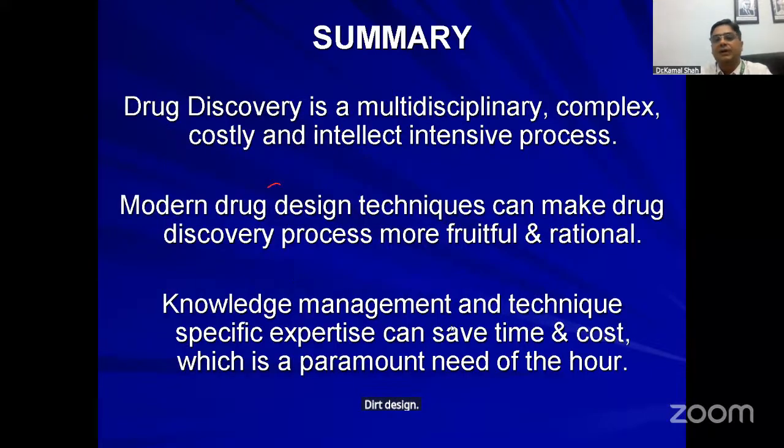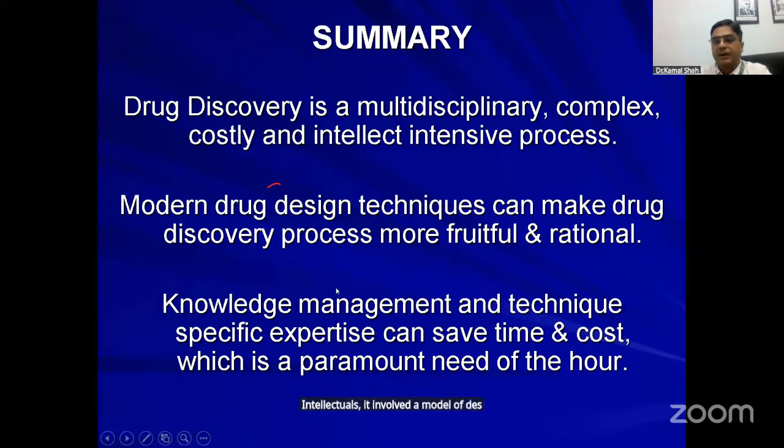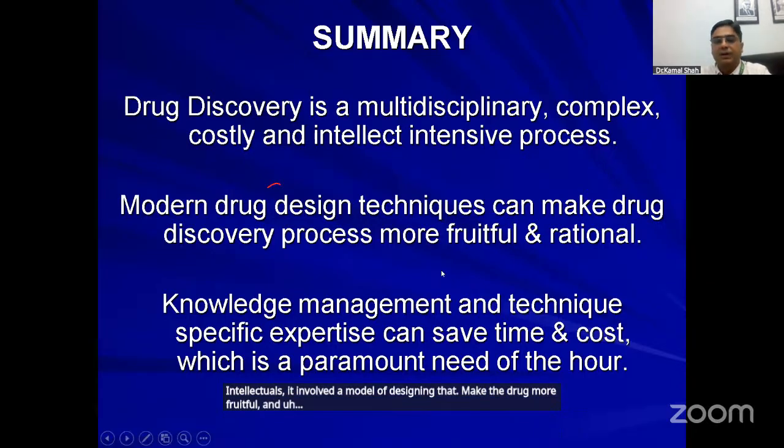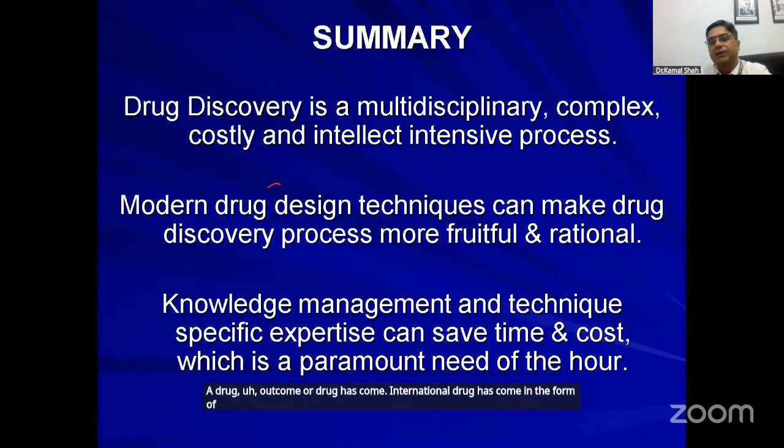In the last, we can conclude that drug discovery is multidisciplinary. It is not a single task. It is complex. It is costly. It involves intellectuals. Modern drug designing makes the drug more fruitful, and the drug comes in the form of a rational drug. It will come into the market rationally.